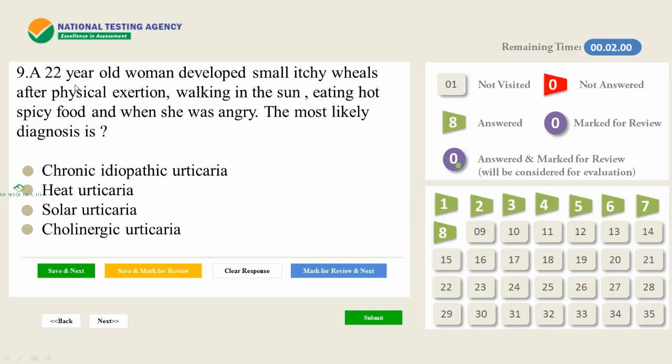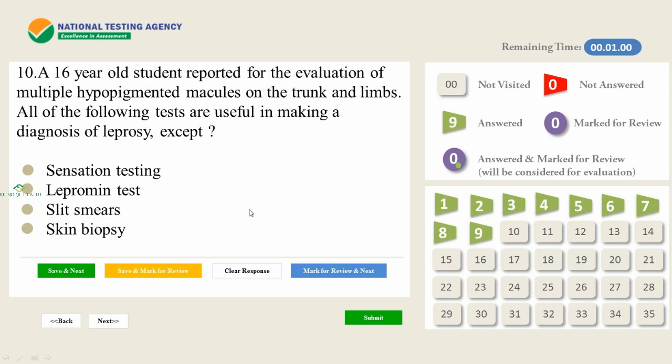And the next question: a 22-year-old woman developed small itchy wheals after physical exertion, walking in the sun, eating hot spicy food, and when she was angry. Most likely diagnosis is cholinergic urticaria. So such interesting terms or interesting areas of diagnosis you have to study. So cholinergic urticaria.